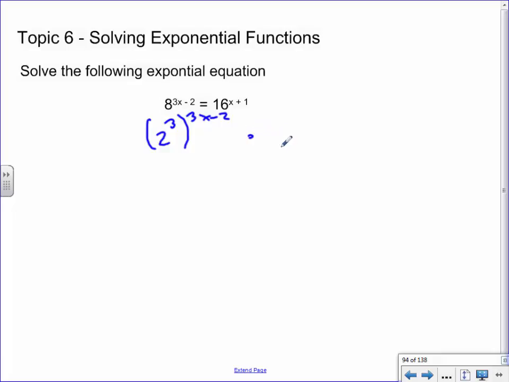What about 16? Can I write 16 as some sort of further base exponent scenario? Not 2 to the 3. You're close, though. 2 to the 4 would work. 2 to the 4 is what 16 is equal to. But it's still got to be multiplied by x plus 1.